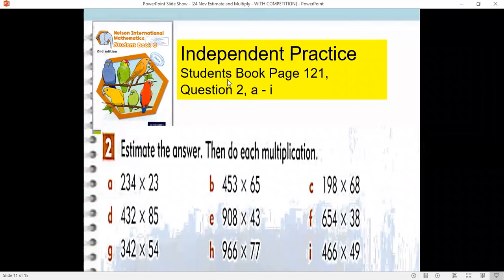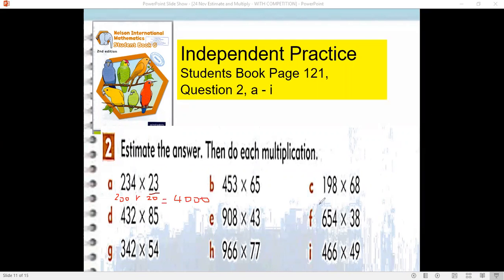And the next one is student book, page 121, question 2. So you're going to estimate the answer, then do the multiplication like how I explained it to you a while ago. So if you notice, we have two digits here, therefore we are going to round both. So this will be 20 times 200, isn't it? Okay, so the answer is 4,000.